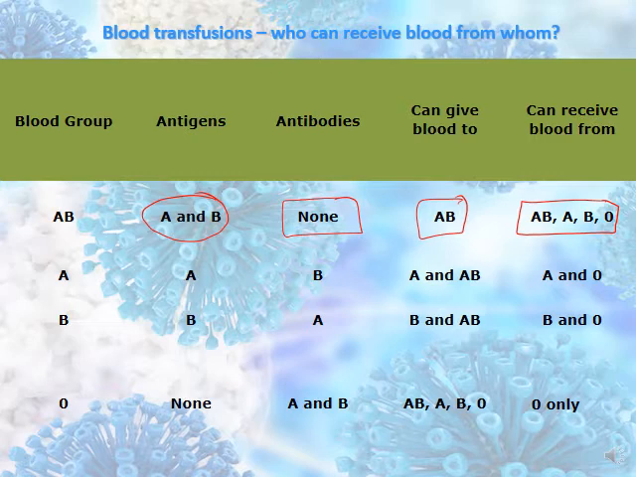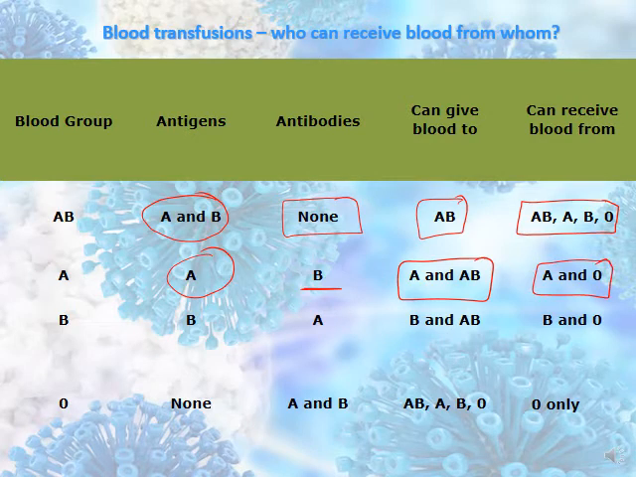Whereas blood group A has antigen A and antibody B, can give blood to A and AB, and can receive from only A and O. Blood group B has antigen B and antibody A, and can give blood to blood group B and AB, and receive from B and O.